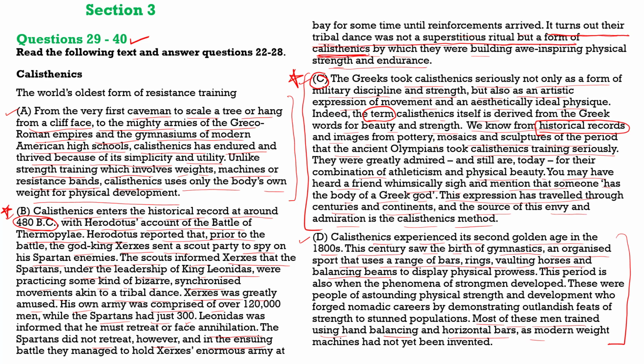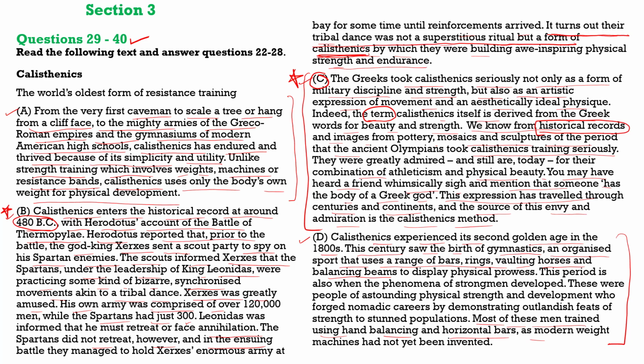Now, what is the meaning of this line? First of all, in the opening, we came to know that calisthenics enters history in 480 BC, and afterwards, this was used for building inspiring physical strength and endurance, which was done by the Spartans in the form of a tribal dance.